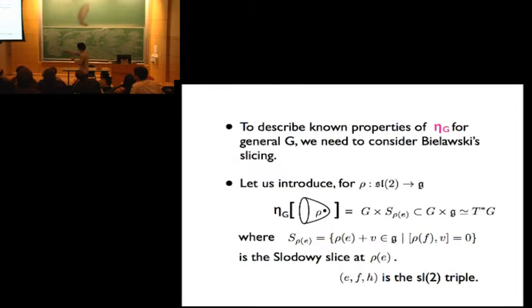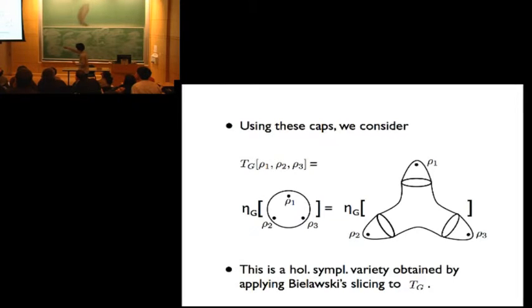So let me introduce this capping off to a puncture labeled by ρ. I associate a holomorphic symplectic manifold, which is a fibration of G over a generic Slodowy slice at the nilpotent element, which is associated with an SL2 triple. So this is a representation of SL2, where E is mapped to a nilpotent element in the Lie algebra of G. So this is the Slodowy slice. You can always connect these things to this T_G theory by performing this capping off procedure. Practically, you take T_G and you take three cotangent bundles of homogeneous spaces and perform the holomorphic symplectic reduction against G cubed. And I call this manifold T_G of ρ1, ρ2, ρ3. This is a holomorphic symplectic variety obtained by this Bielawski slicing procedure.